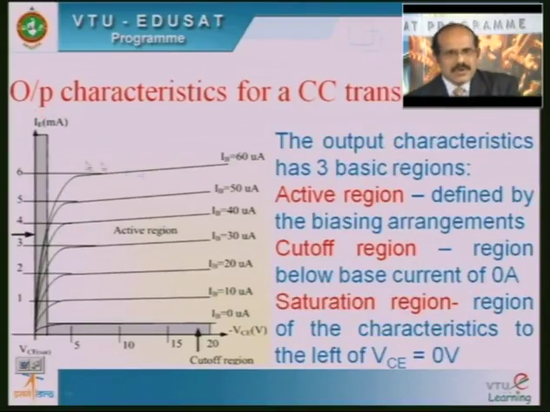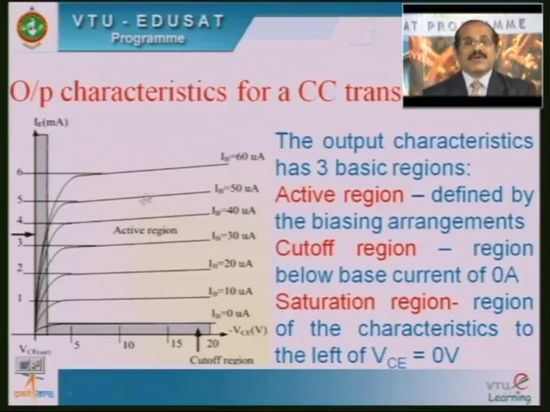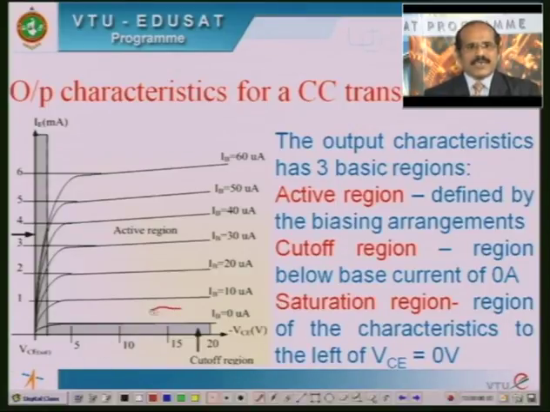The output characteristics of the common collector configuration of the BJT consist of once again three regions: the active region, the cutoff region, and the saturation region. The cutoff region is defined by this shaded region, the region below IB equal to 0 microampere. That region is called the cutoff region.